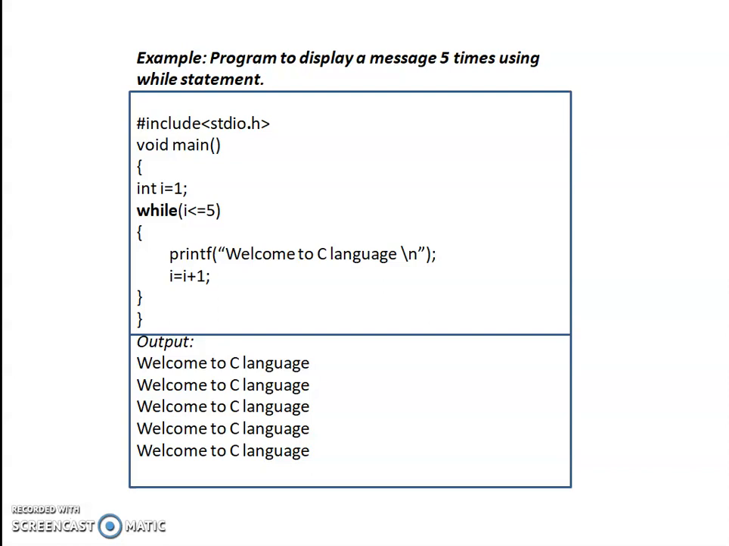So I hope it is clear. Inside the while, it is going to check for the condition. The condition is while i less than or equal to 5. Initially the i value is 1, and 1 is less than or equal to 5, so the condition is true.